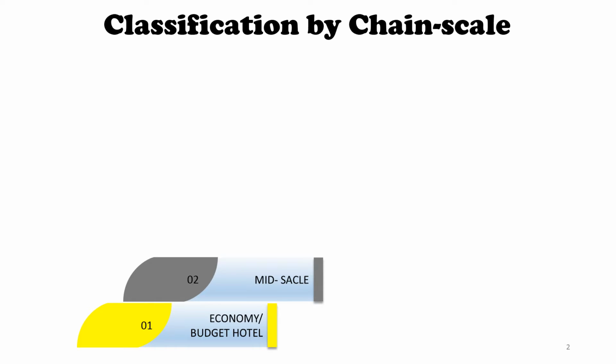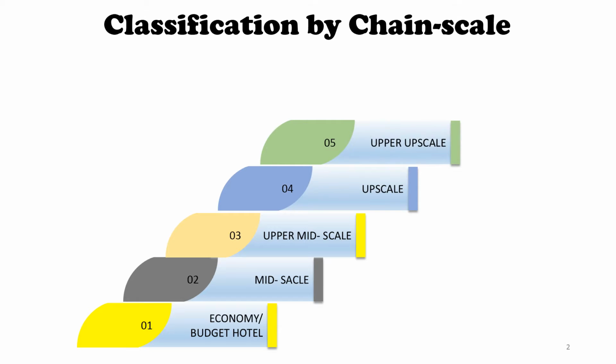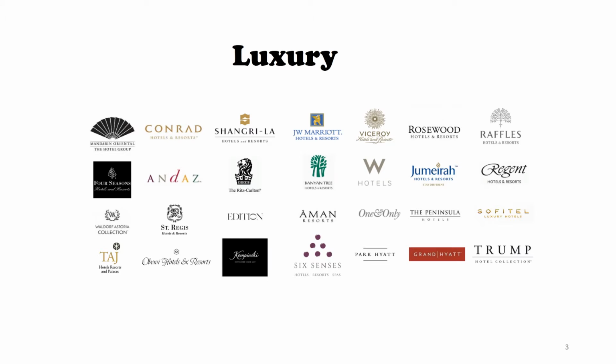Let's move to the classification by star scale. Hotels can be classified as an economy or budget hotel, a mid-scale hotel, an upper mid-scale hotel, upscale, upper upscale, and of course, the luxury hotel. These are some brands that classify themselves as luxury hotels. To cite some examples, we have Shangri-La, Conrad, Regent Hotels and Resorts, Grand Hyatt, Six Senses, and more.